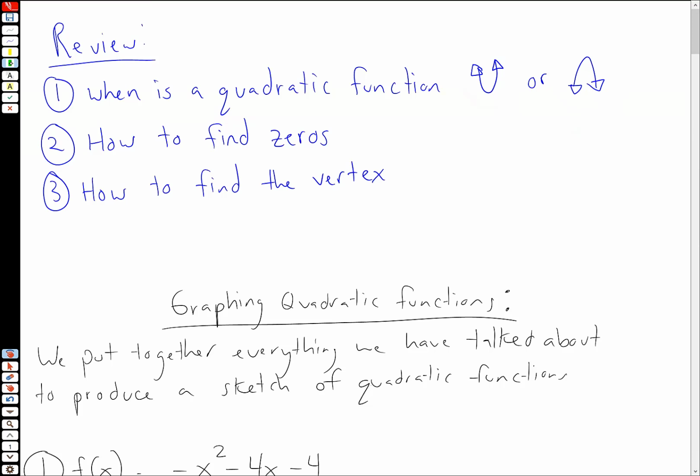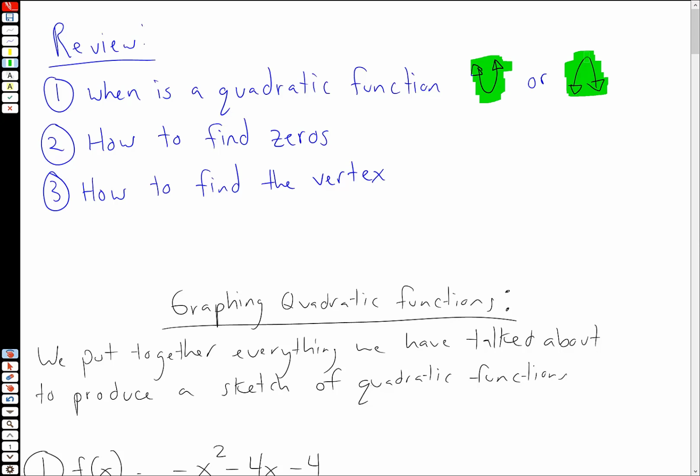So before we get too deep into this video, make sure you review the following. When is a quadratic function upward or downward? And remember, that comes from looking at a certain part of your quadratic function. Another thing you might want to review is how to find zeros. So go back to the zeros video, and remember there's a couple ways to do that, and that depends on the form of your quadratic function.